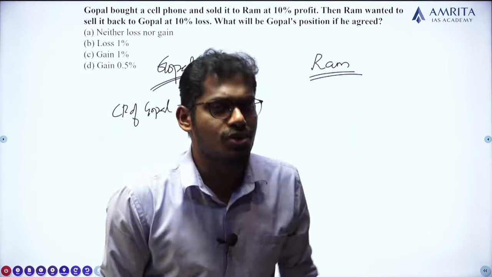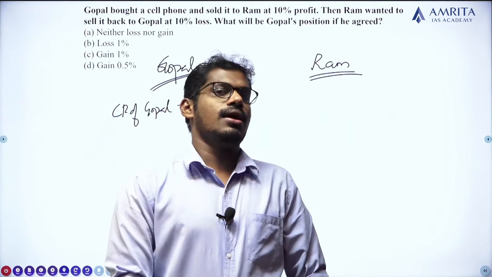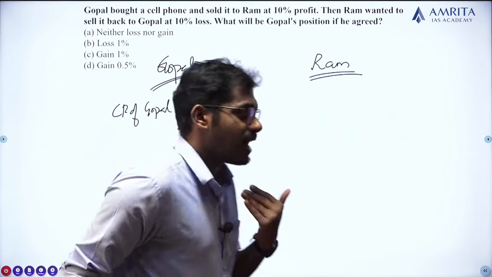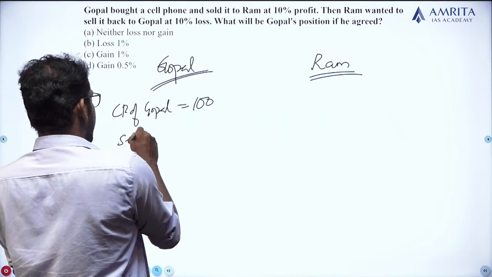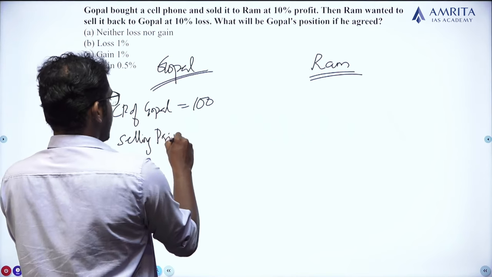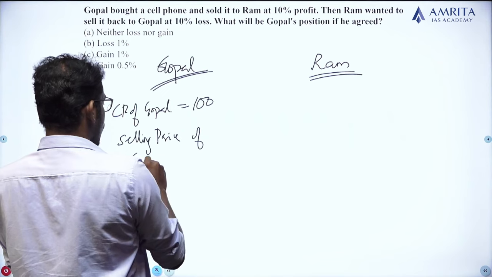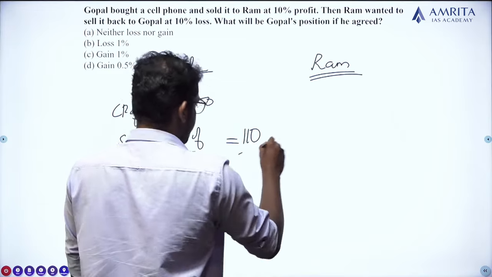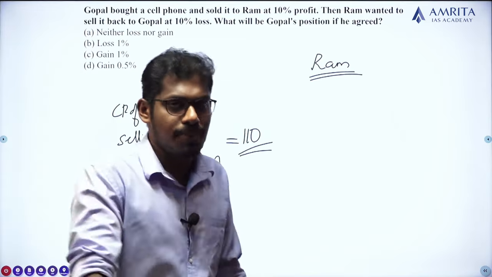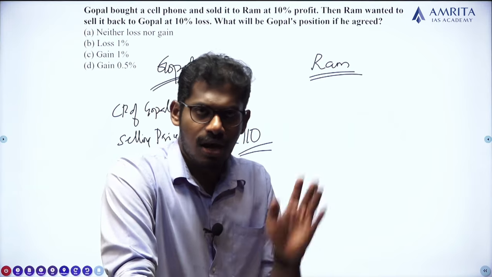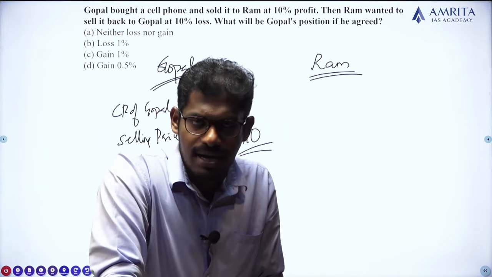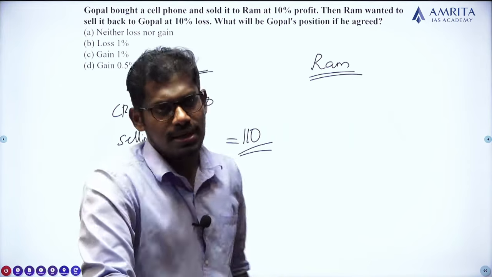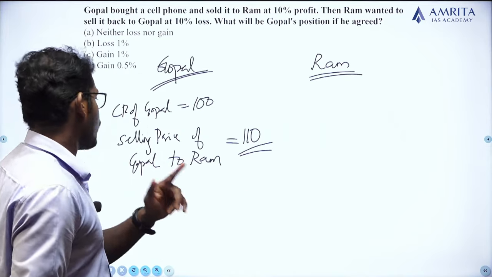Now, you are quick to find what actually is the selling price of Gopal. Yes, exactly: 100 into 110 by 100, that is 110. So the selling price of Gopal to Ram is 110 without writing an equation. 100 is the cost price, 10% of 100 is 10 rupees, 100 plus 10 is 110. Simple idea.